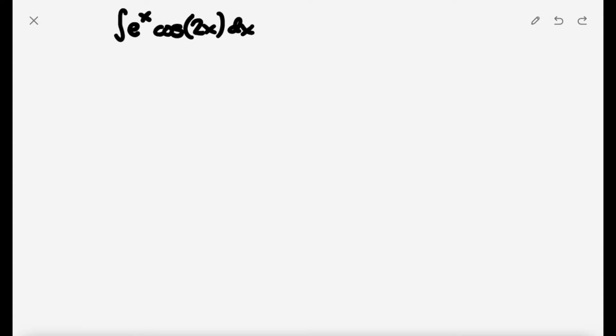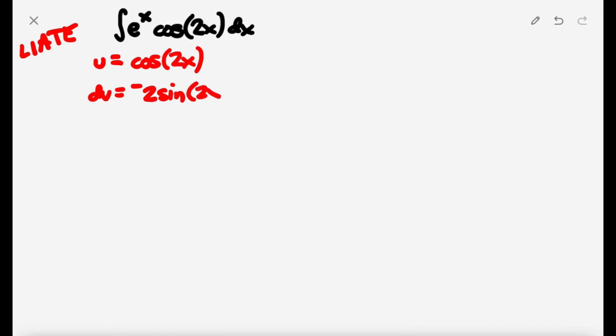Okay, first thing we need is to figure out what our u is. Following that LIATE principle, if there's a log, then we want that to be our u. There isn't. Inverse trig, there isn't. Algebraic, there isn't one. Trig, there is one. It's that cosine 2x. So your cosine 2x is going to be your u. Your du is going to be equal to negative 2 sine of 2x using chain rule times dx. Your dv is going to be the e to the x dx, which means your v is e to the x.